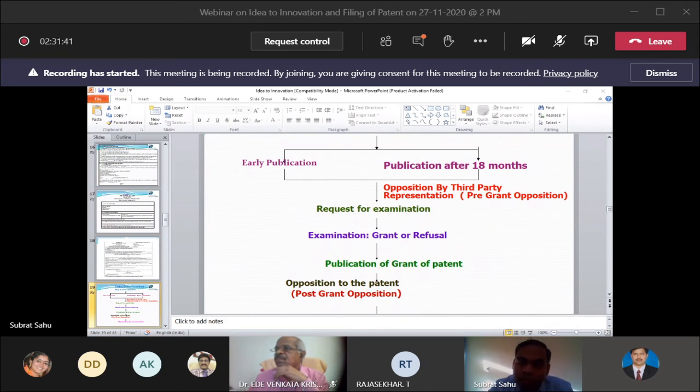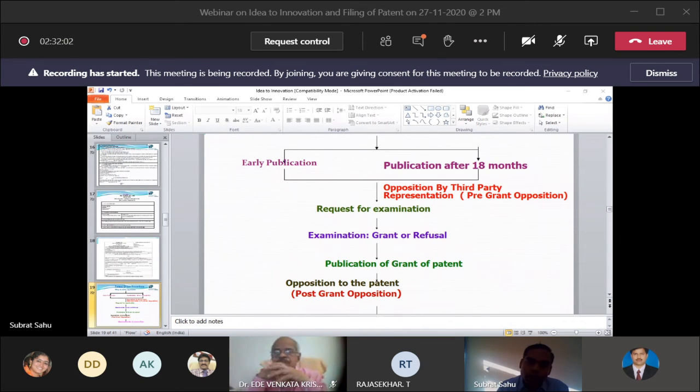Now the timeline. If somebody wants to go through the ordinary phase, he can go for form 18. If somebody goes for the expedited one, you can proceed with form 18(1). For ordinary, you will get a patent in 12 to 13 months. For expedited examination, you will get a patent in 7 to 8 months.